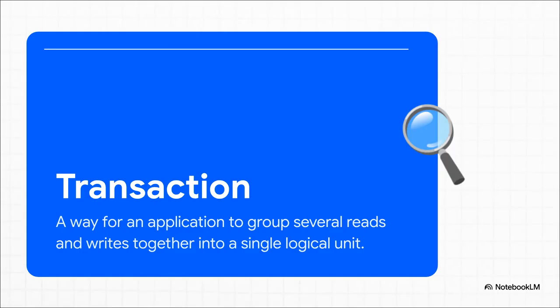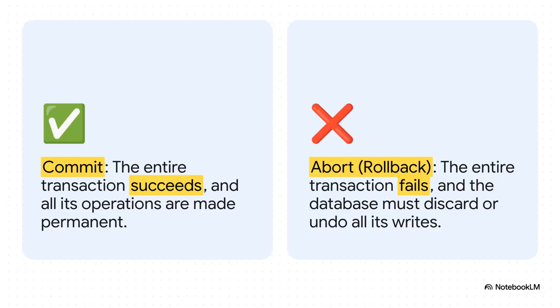Okay, so what is a transaction? At its core, it's just a way to group a series of actions, reads and writes, into a single logical bundle. And the crucial idea here, the most important part, is that this entire bundle is treated as one single operation. It's a real all-or-nothing deal. And because of that, every transaction has only two possible outcomes. It can commit, which means everything inside that bundle succeeded, and all the changes are made permanent. Or, if absolutely anything goes wrong, it will abort. And that means the database completely throws away or undoes all the changes made inside that transaction. It's literally as if it never even happened.